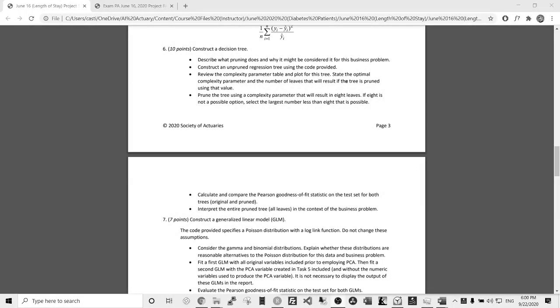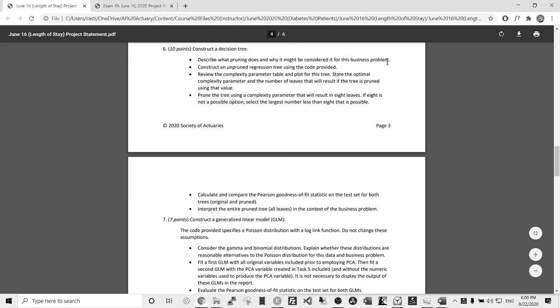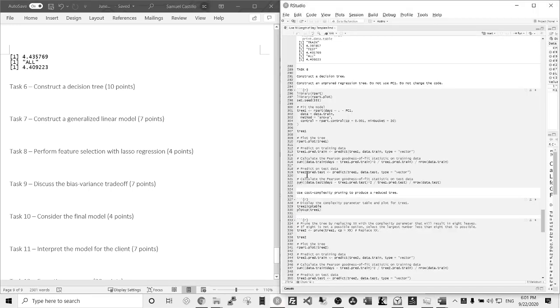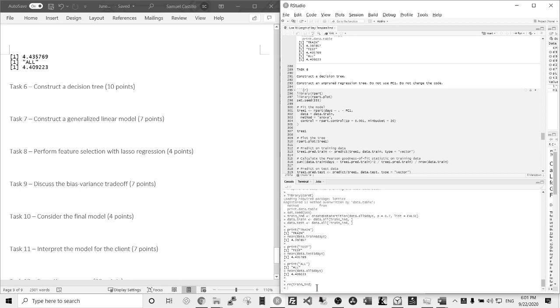Task 6. Construct a decision tree. Describe what pruning does and why it might be considered for this business problem. So this question is asking you to explain the theory of what pruning does. If you're not sure on a question like this, you can look in the documentation in R. This is almost like you have a statistics manual in front of you.